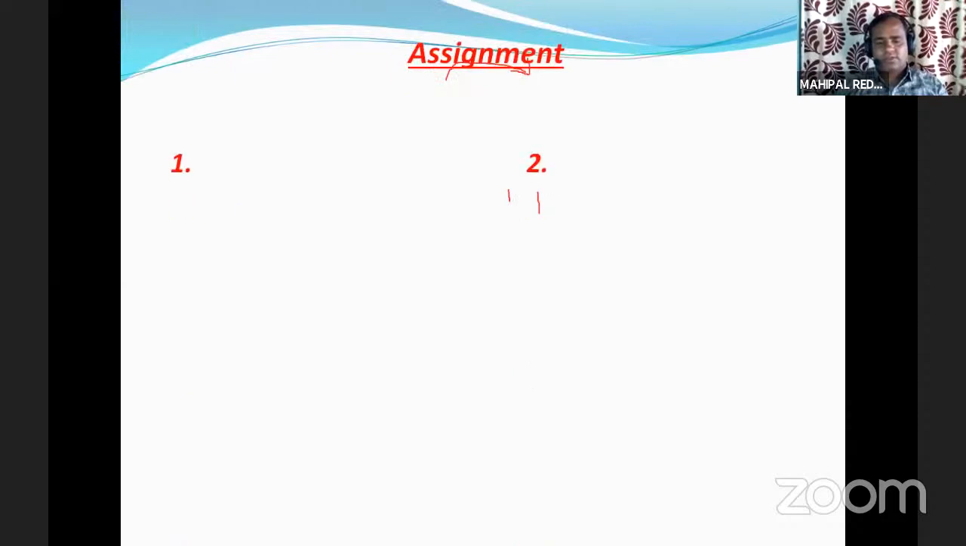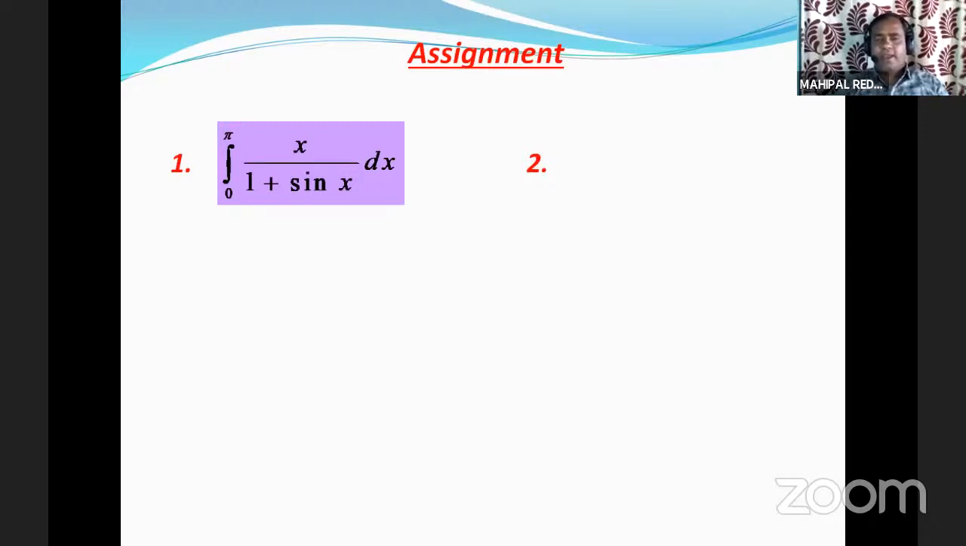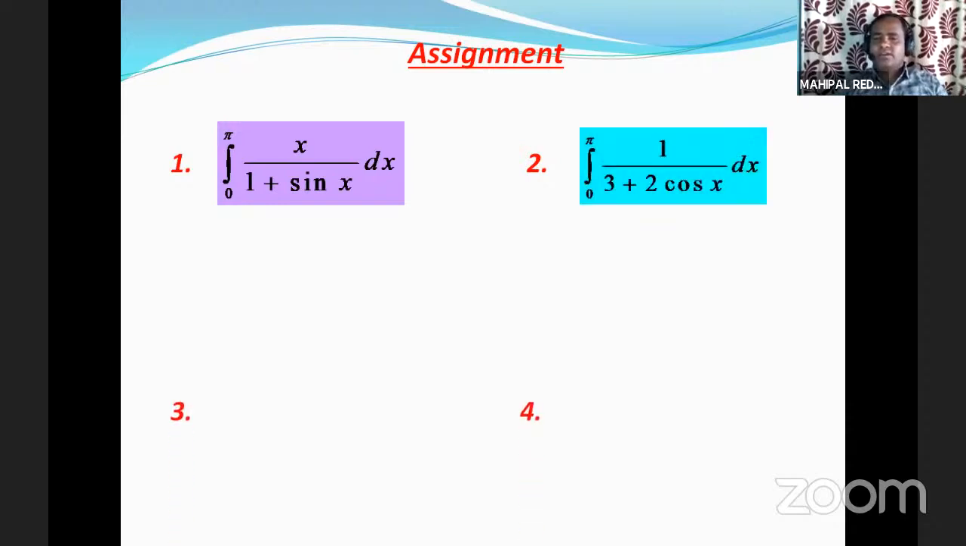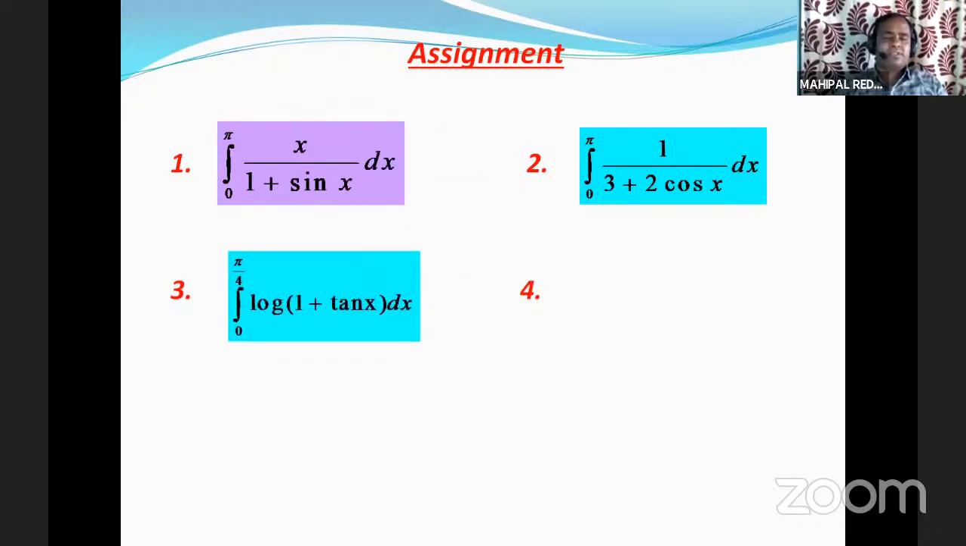So today's assignment, I'm going to close today's session. We have to find the first question now. Assignment homework problem: integration 0 to pi x by 1 plus sin x. Second question is integration 0 to pi 1 by 3 plus 2 cos x dx. Third one is integration 0 to pi by 4 log of 1 plus tan x.